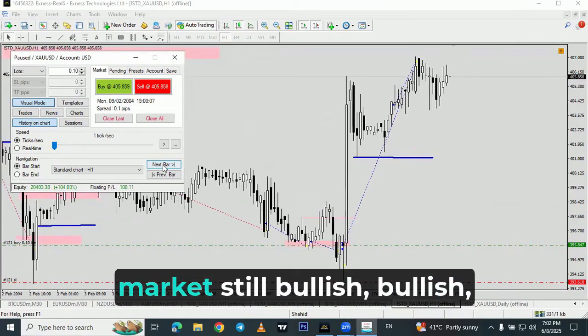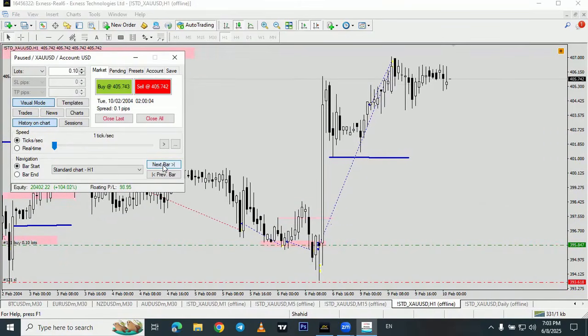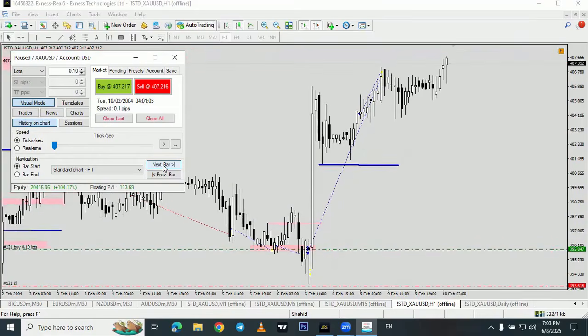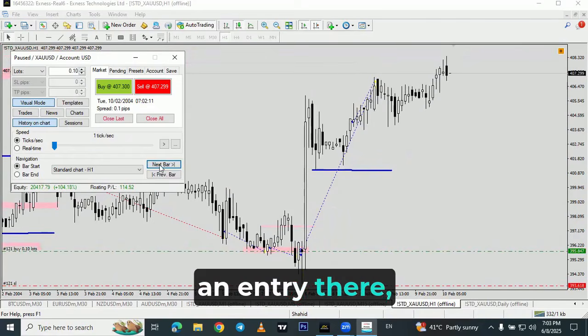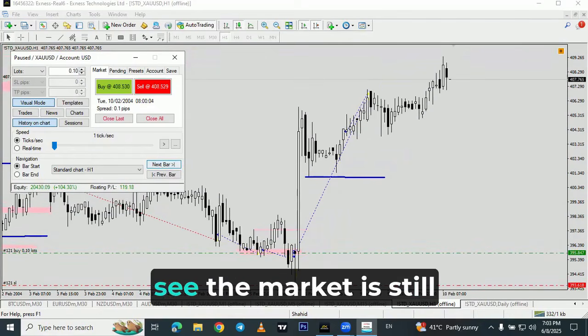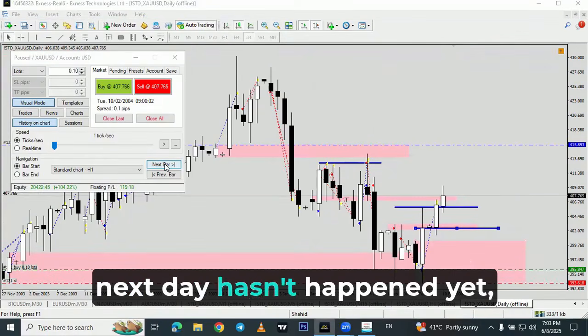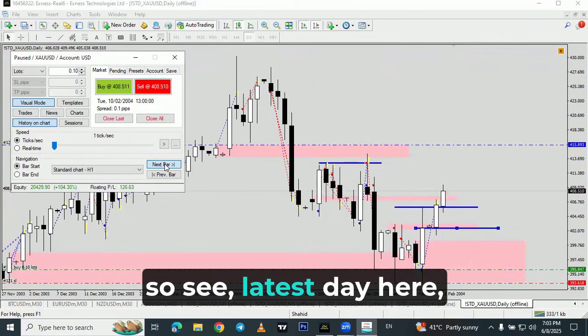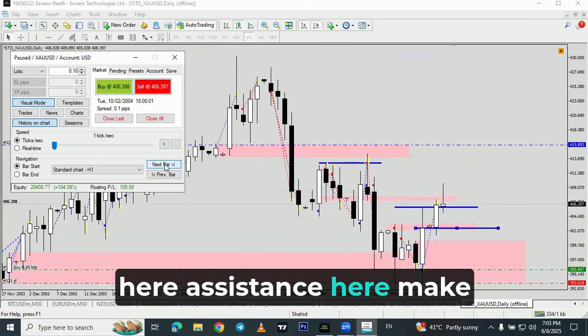Still bullish. Market still bullish, bullish next day. It's not changing there. If you see, we are looking for an entry there. The texture is not shifting. See, the market is still going bullish. Next day it didn't go up. Next day hasn't happened yet. So see, latest day here, here the texture is not shifting. Here support, here make another.